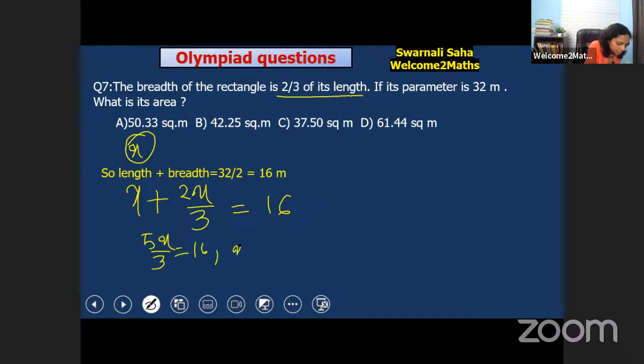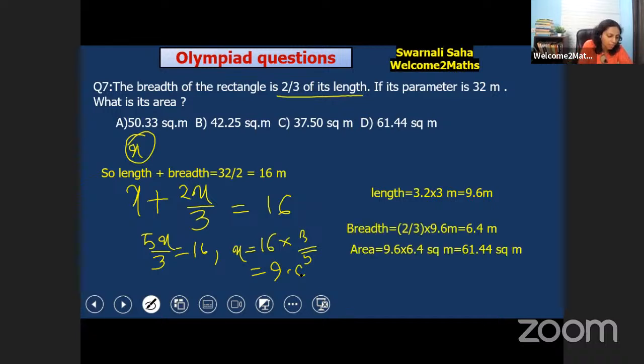So x would be 16 into 3 by 5, and it is 9.6. Okay. So length is 9.6. So breadth would be how much? 2/3 into 9.6, and it's 6.4. So area would be 9.6 into 6.4.